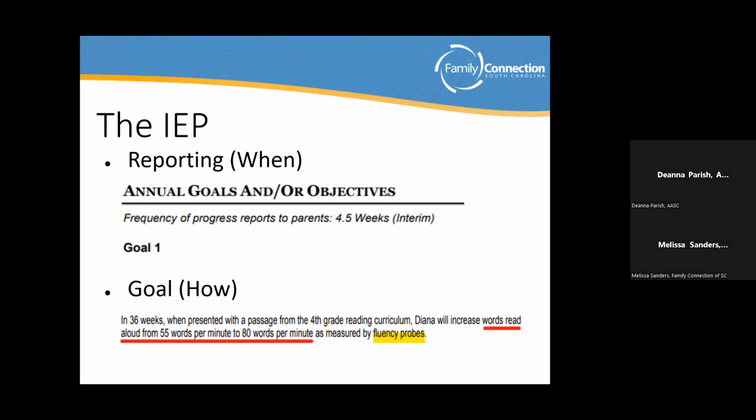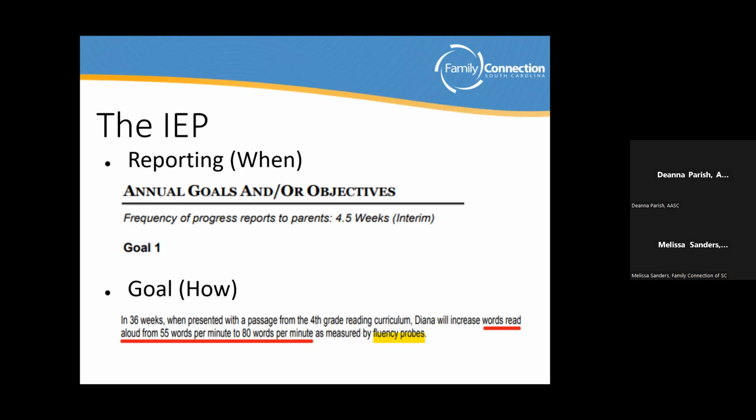And I included a little snippet of that goal so you could see exactly where to look for it on the IEP if you were unsure. So it's after the annual goals and objectives header and before goal 1 is populated on the IEP. So when you look at your copy of the IEP, that's where you're going to look to see what the frequency is for progress reporting. And remember back, that was one of the requirements: that there is a frequency of reporting that needs to be included in the IEP.